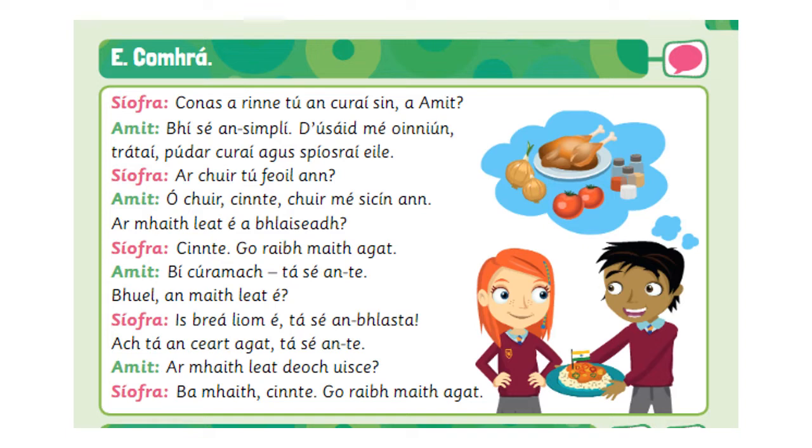Now, there is really no vocabulary in this story that you either don't know or can't find out by looking it up in the dictionary. So I'm not going to do much of the vocabulary for you. I'm just going to show you one or two things.